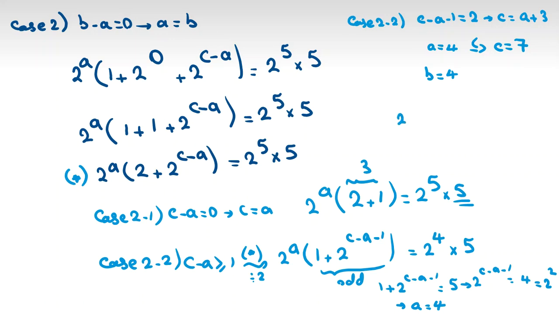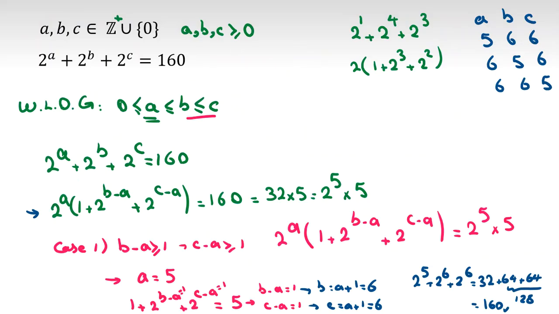Now let's check. 2 to the 4 plus 2 to the 4 plus 2 to the 7 equal to 16 plus 16 plus 128. 16 plus 16, 32. 32 plus 128 is 160. Okay. So 4, 4, 7 works, and I write 4, 4, 7 and all permutations: 4, 7, 4, and 7, 4, 4. So we found 6 answers for this problem.